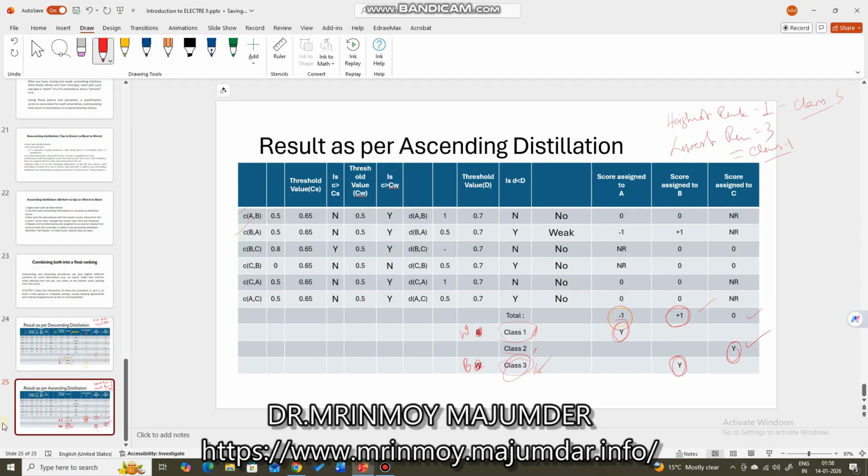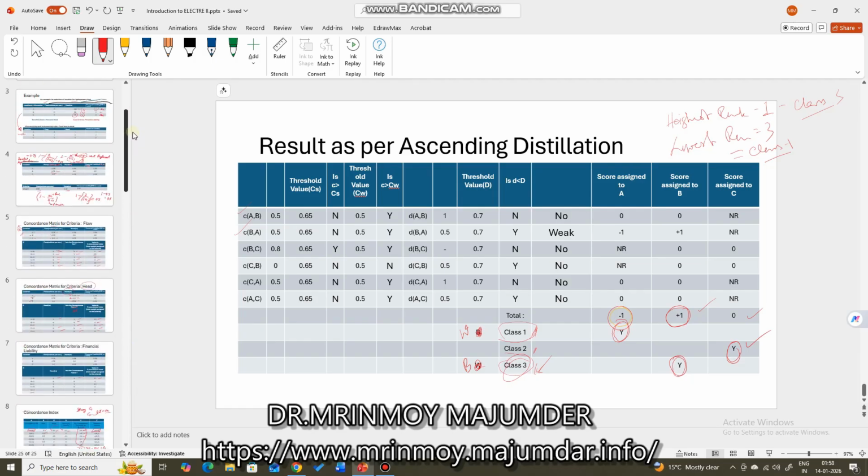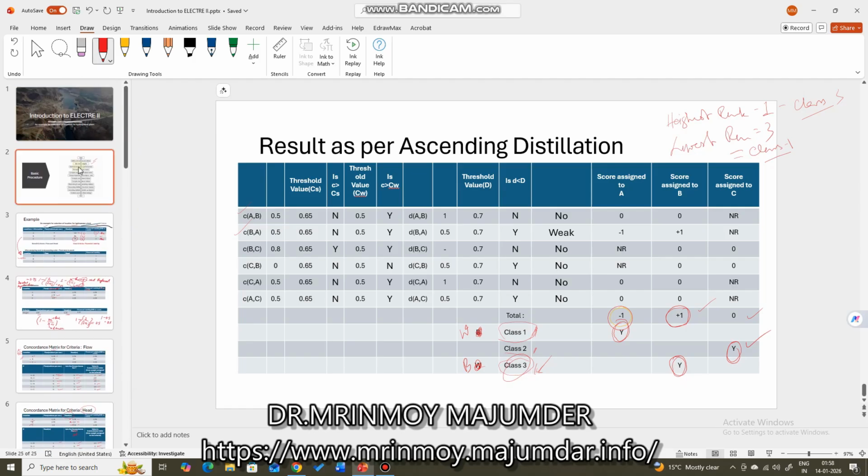If an alternative is a member of the best class in the case of descending and the worst class in the case of ascending, then that alternative is the most preferred alternative with respect to the ELECTRE II method. In our example, that was alternative B. So you can develop a hydropower plant at location B.